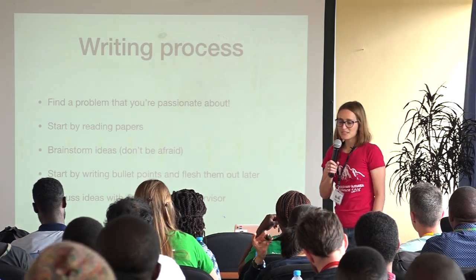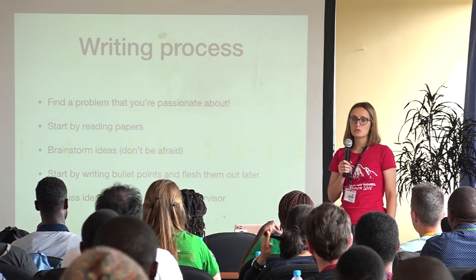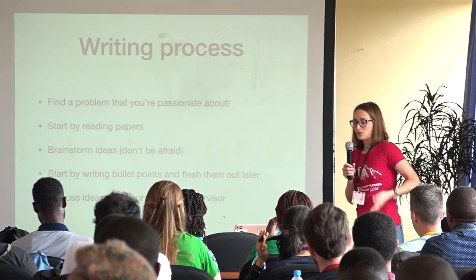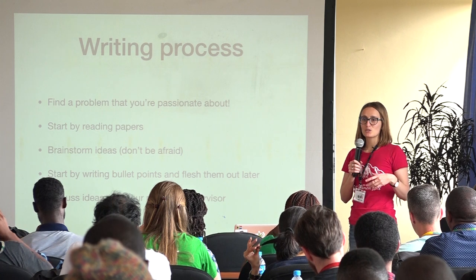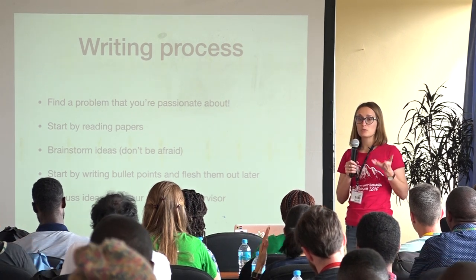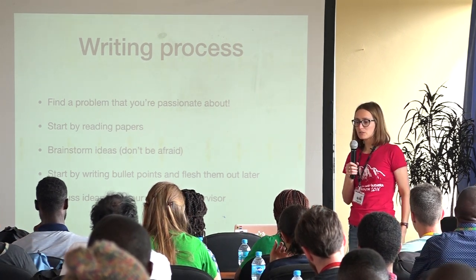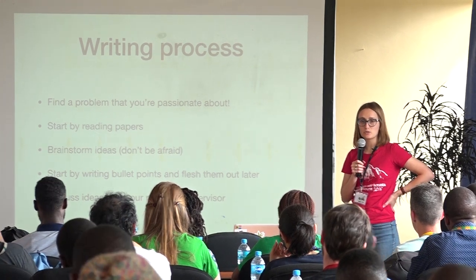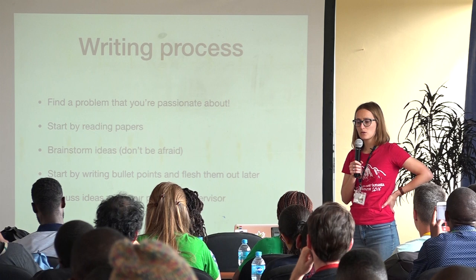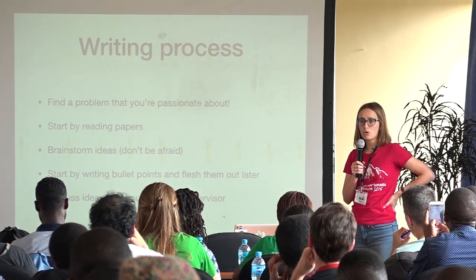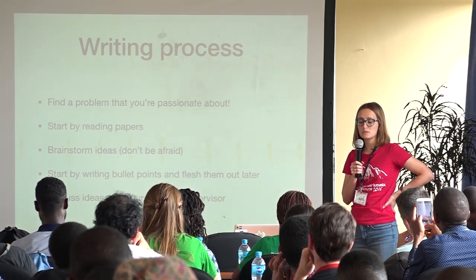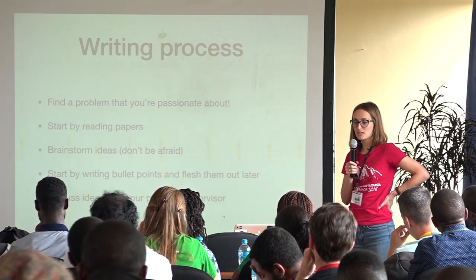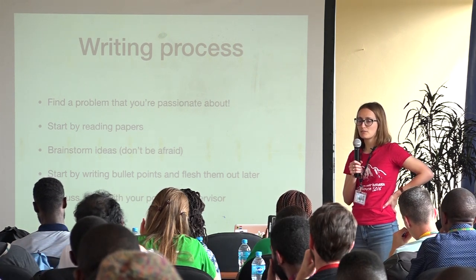Laura wrote down some nice tips to help you begin thinking about this. The first thing, and I hope the exercises on Tuesday night were useful in finding the research problem that you're passionate about, is to start by reading papers. Obviously, ground yourself quite firmly in the literature. Know what has been done before, what is cutting edge, where the problems are. Brainstorm ideas. Don't be afraid. Start by writing in bullet points and flesh them out later.